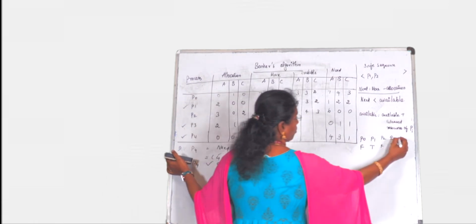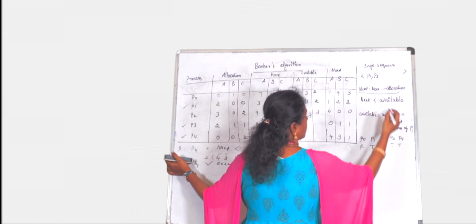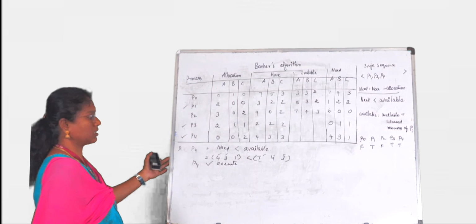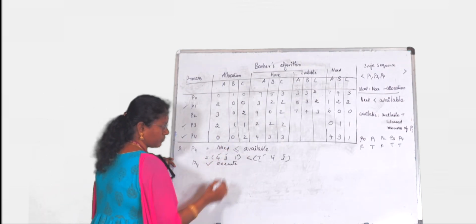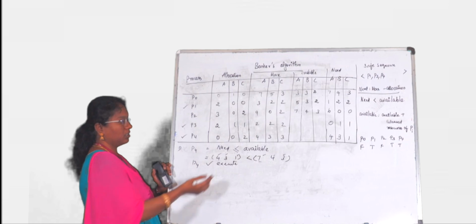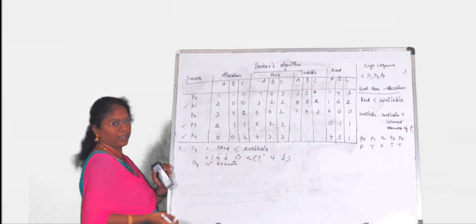So P4 becomes true, it has been executed, it enters into the safe state. And write it in the safe sequence. Need less than or equals to available. Sometimes both will be equal, so less than or equals to available.